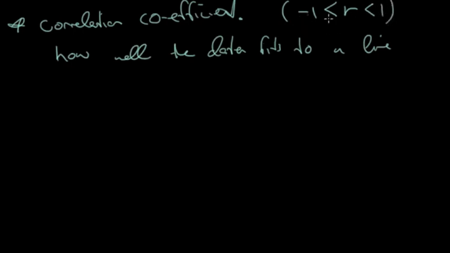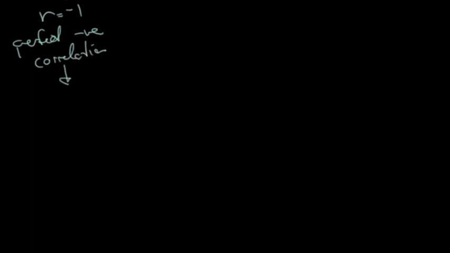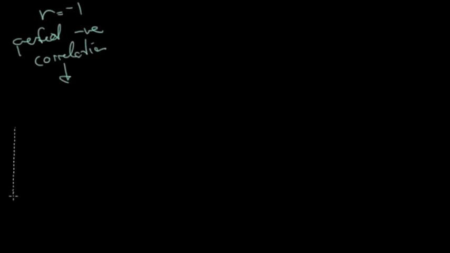So R sits between the values of -1 and 1. And if R equals -1, we have perfect negative correlation. We think of that as something like this: we've got some line, and every point that we've recorded is exactly on the line. So that's perfect negative correlation, and the points don't have to be spaced evenly, they just have to all be on the line. What about if R equals 1?